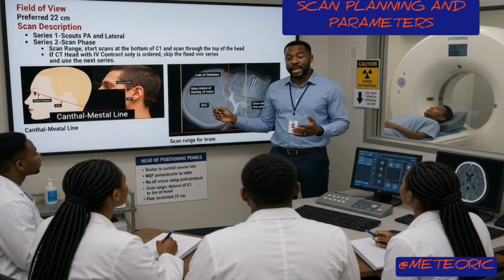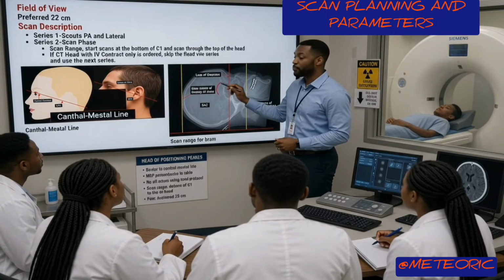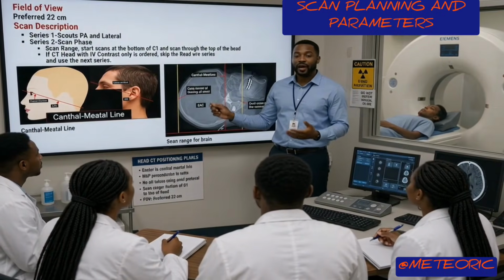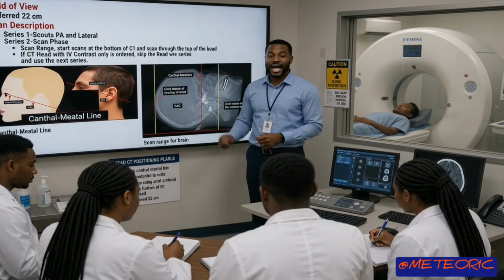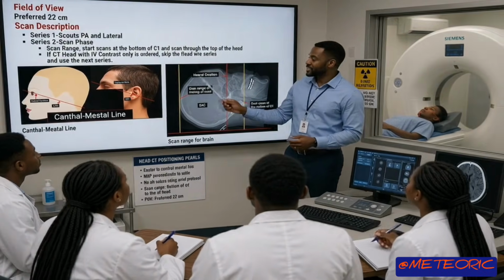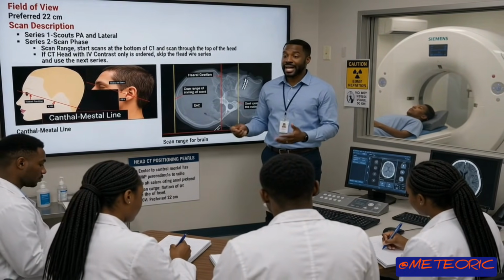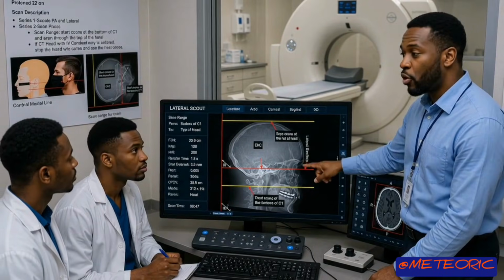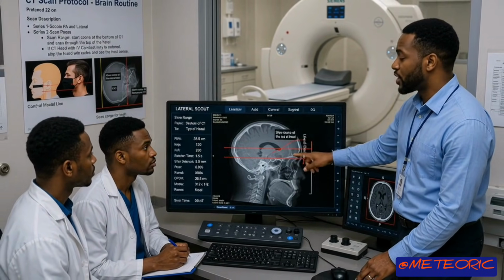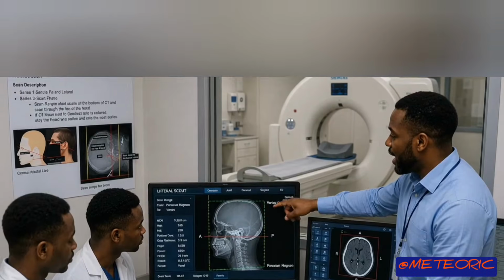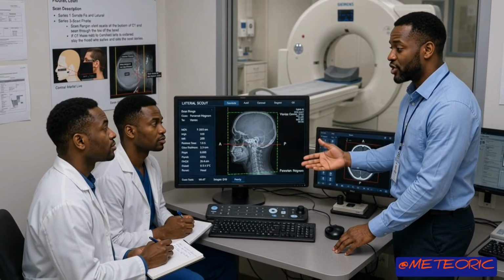Now that we have completed patient positioning, let's move on to our next topic, scan planning and parameters. We are going to look at how to plan a routine brain CT scan using the SCOUT image and discuss some of the important scanning parameters that help us achieve good diagnostic image quality. This is a very important part of a brain CT examination because proper planning helps ensure that the correct anatomy is covered and that we obtain good diagnostic images while avoiding unnecessary radiation exposure.